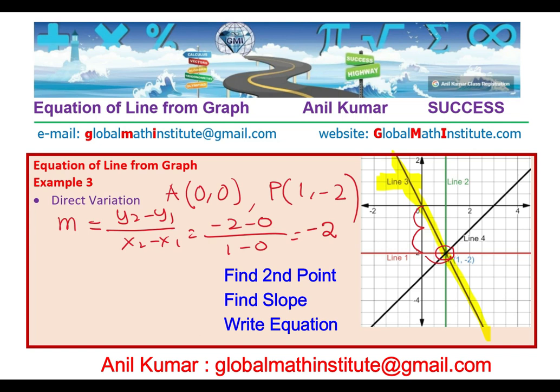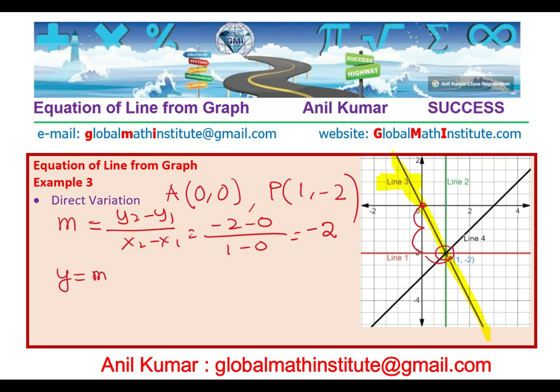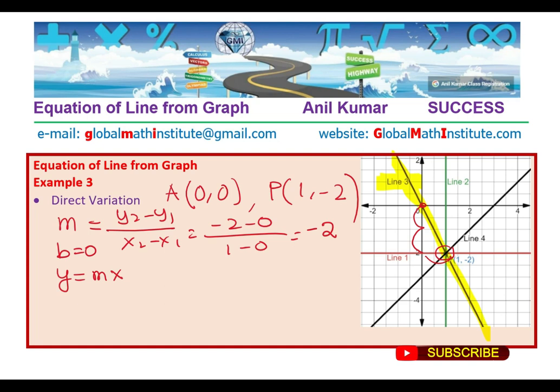Since the y-intercept is the origin itself, the equation of the line is y equals m times x, right? Since we know b equals 0, we can write down this equation as y equals the slope of -2 times x, correct? So directly we can get the equation since we know the y-intercept, and the slope we just calculated as -2. It's a direct variation as it goes through the origin. So I hope till now everything is absolutely clear.